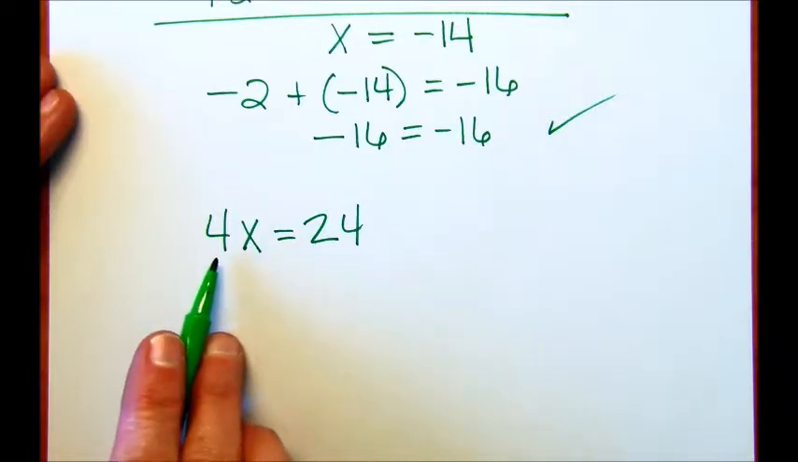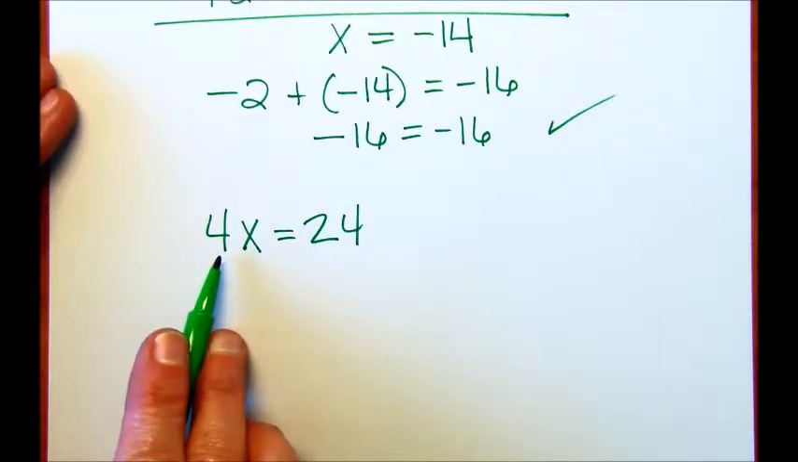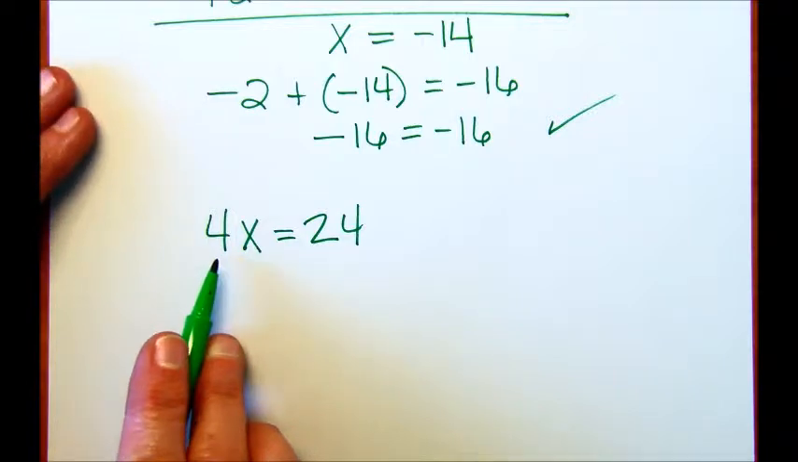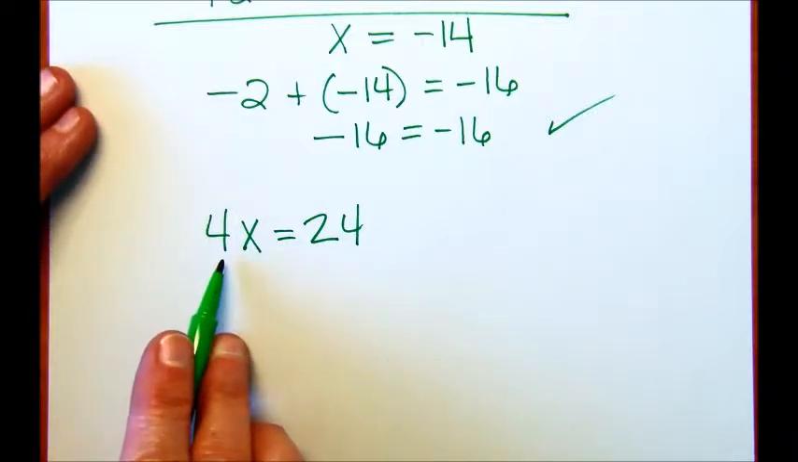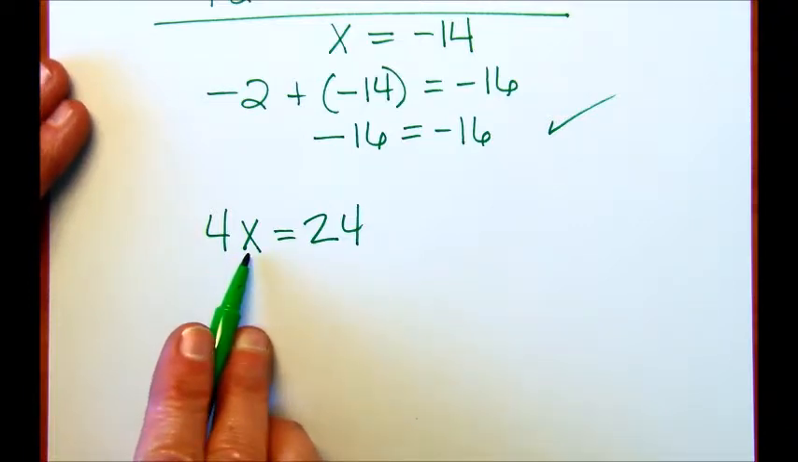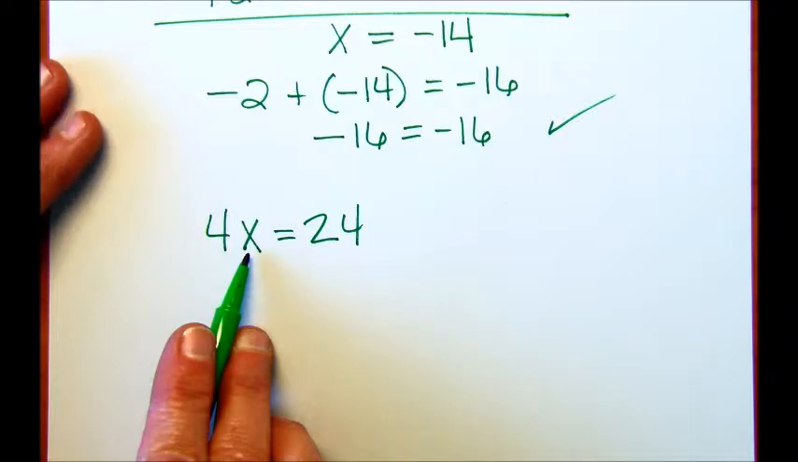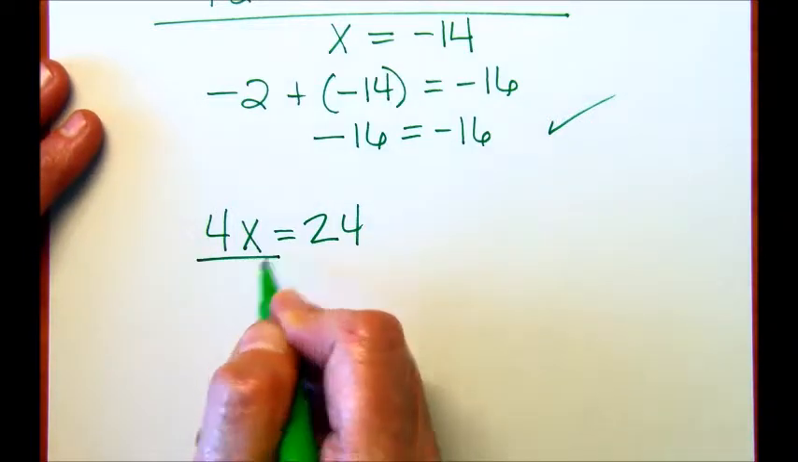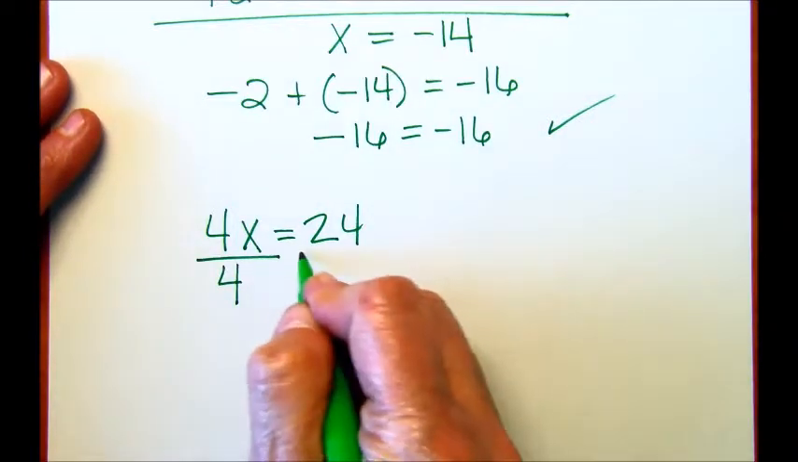So the opposite, or the inverse operation for multiplication, is division. So we're going to divide by 4 on both sides. And the reason I'm dividing by 4 is I want to isolate the x. I want that all by itself. So I always want to divide by the number I want to get rid of. So I'm going to divide by 4 on both sides.